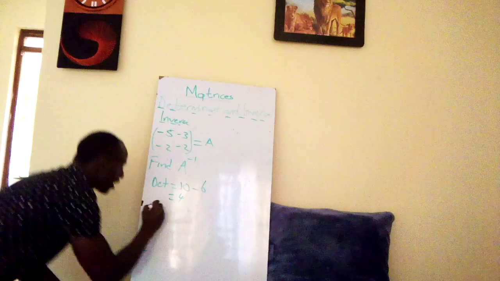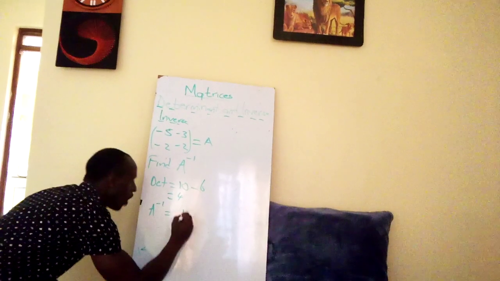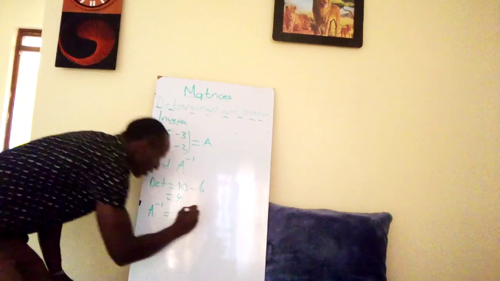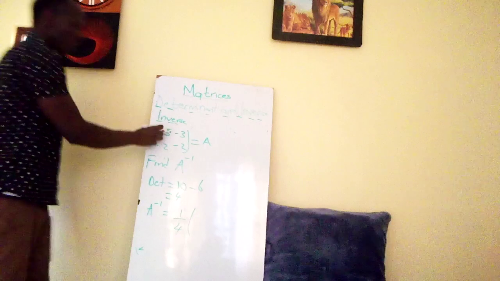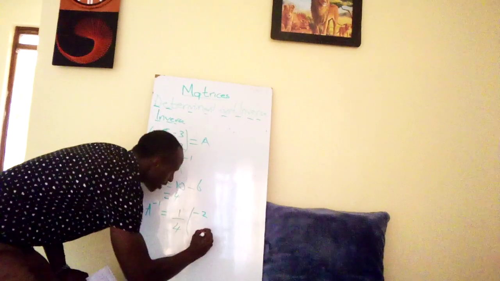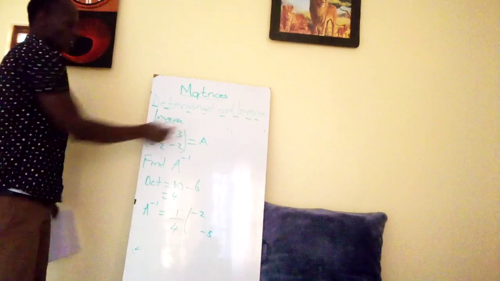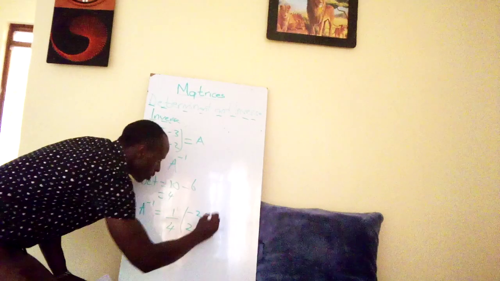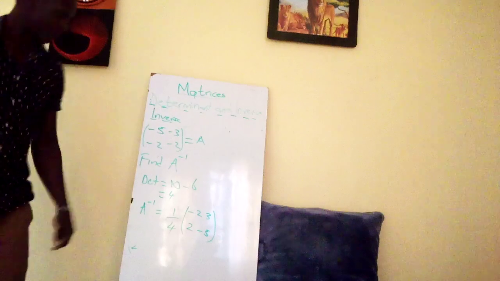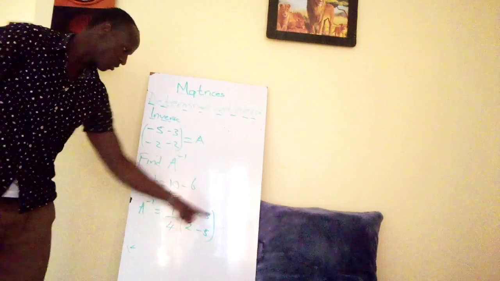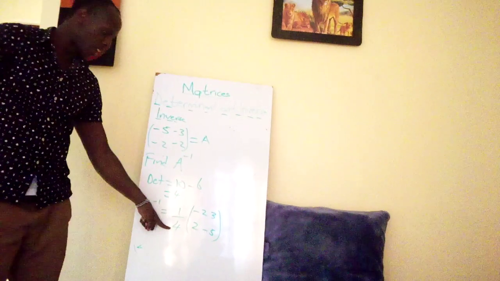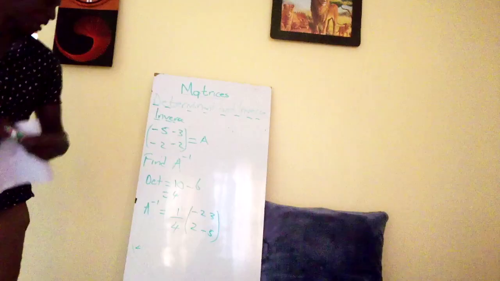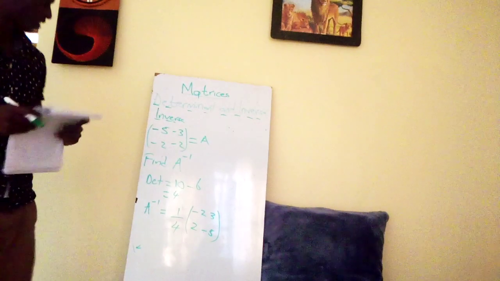After getting that, now you say A to the power negative 1 will be the same as 1 over 4. When you take 1 over 4, it means you're dividing by 4. In the bracket, what do we do for the leading diagonal? We interchange. So negative 2 comes here, negative 5 comes here. The ones in the secondary diagonal, you change their sign. So negative 3 becomes 3, and negative 2 becomes 2. Then you just leave your answer in this form: 1 over 4, brackets, negative 2, 3, 2, negative 5. 1 over 4, I'm still insisting, it means you are dividing each number by 4. Each number by 4. I hope that example is clear.